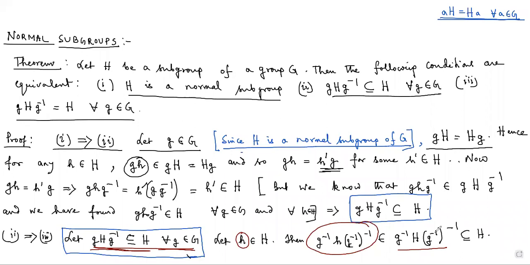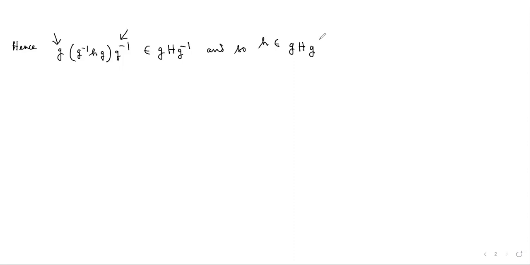Now, after that, hence, if I multiply both the sides of the element g inverse h g, from left I am multiplying by g, and from right I am multiplying by g inverse, that will obviously belong to the set gHg inverse. And so h belongs to gHg inverse.